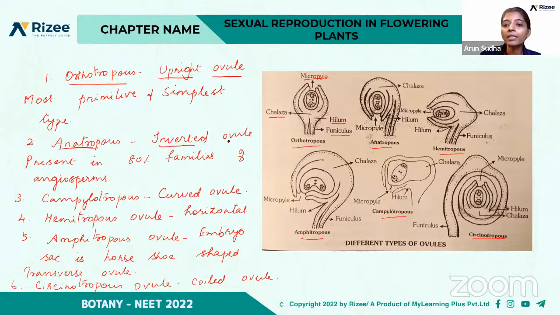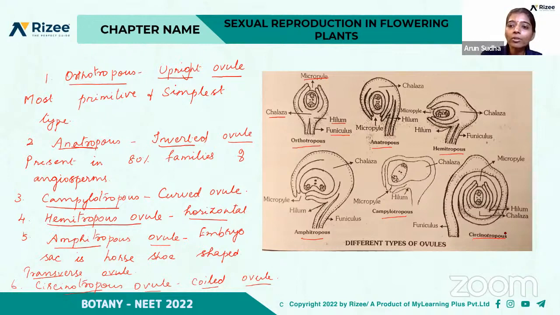The micropyle will be facing downwards, and this type of ovule, that is Anatropous ovule, is present in 80% of families of angiosperms. And third is the Campylotropous, and it is called the curved ovule, and Hemitropous is also called the horizontal ovule. Hemitropous is in between Orthotropous and Anatropous ovule. And Amphitropous ovule, here the embryo sac is horseshoe shaped, and it is called transverse ovule. And then Circinotropous ovule, it is also called coiled ovule, and the funiculus surrounds the entire ovule. So these are the different types of ovules.